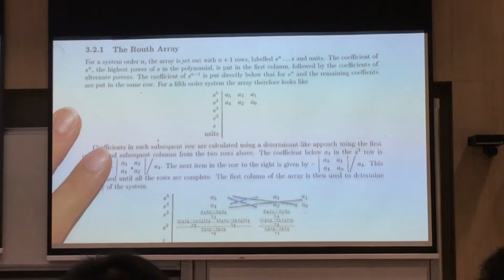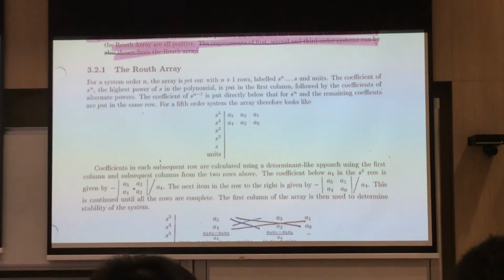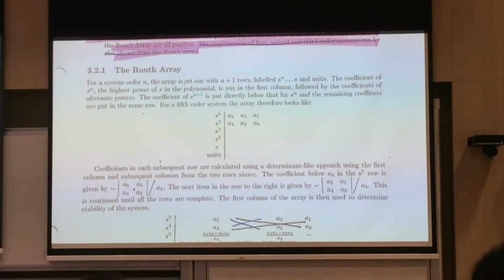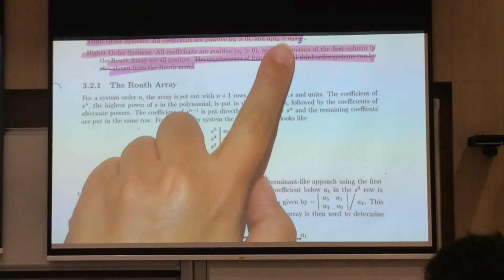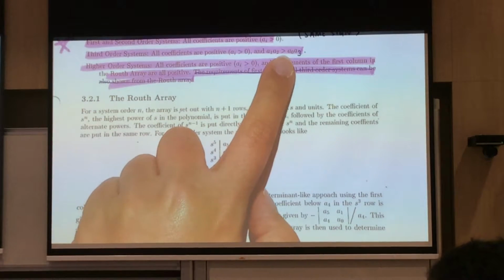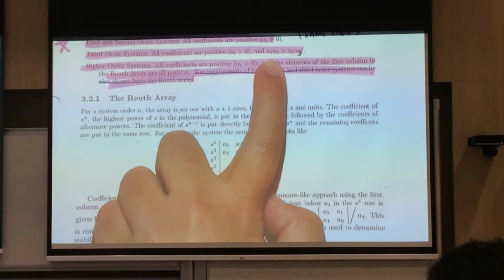First, we need to form a Routh array. And this is only required for higher order systems, meaning systems that are fourth order or higher. Because for third order, you can just check these two conditions. Right? So for a third order system, we do not need to form a Routh array. It's only for systems of order 4 and above.